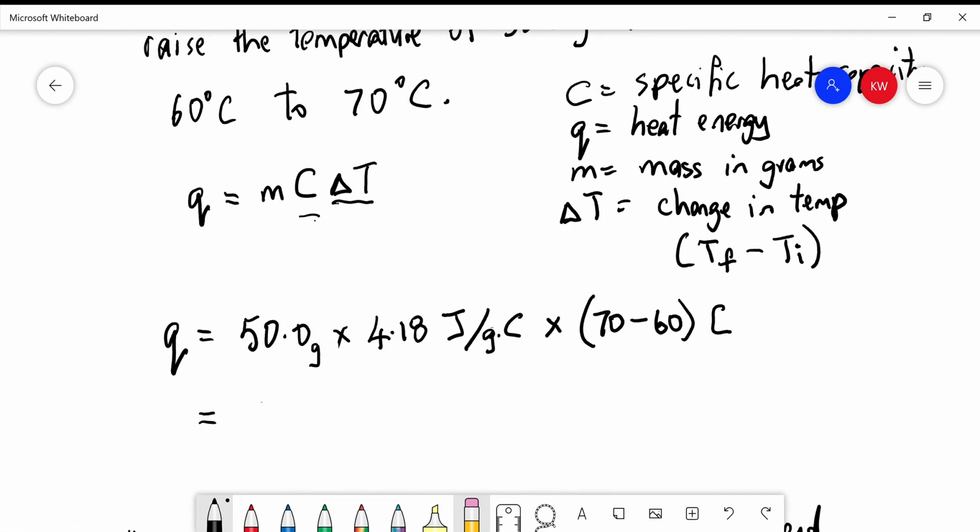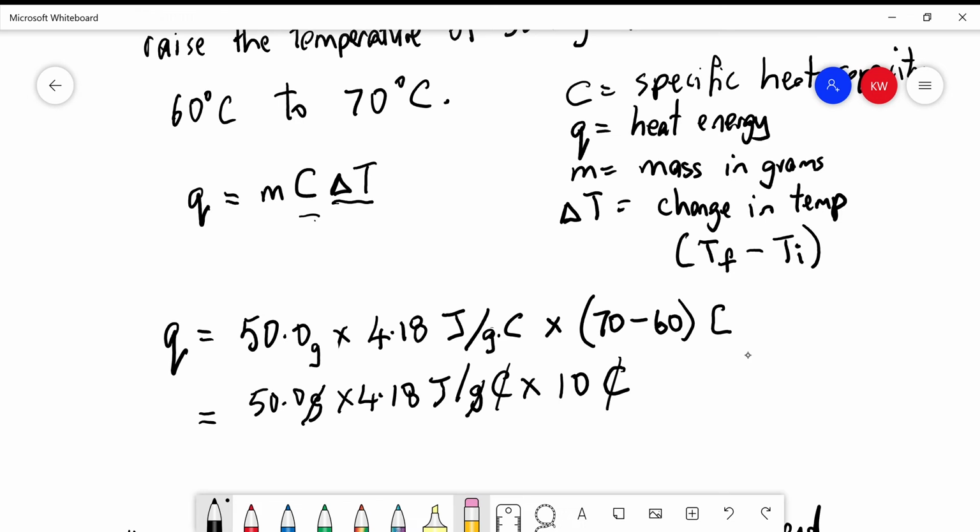So if you were to plug these values in, if we're going to follow the order of operations, we'll always do parentheses first. So it's going to be 50.0 grams times 4.18 joules per gram per Celsius times 10 degrees Celsius. So we can start to cancel some of these units. The grams would cancel the gram. The Celsius would cancel the Celsius. So we're left with a unit of J. And that's what heat is measured in, joules.